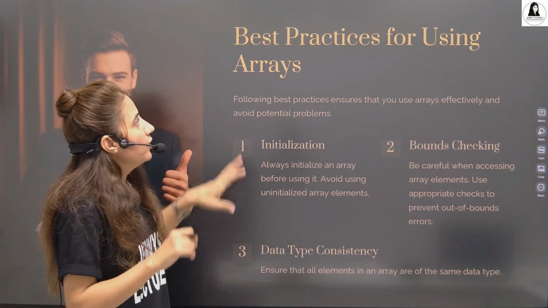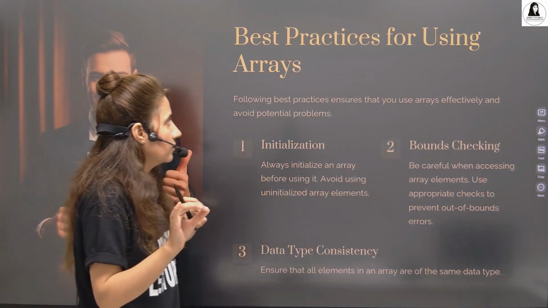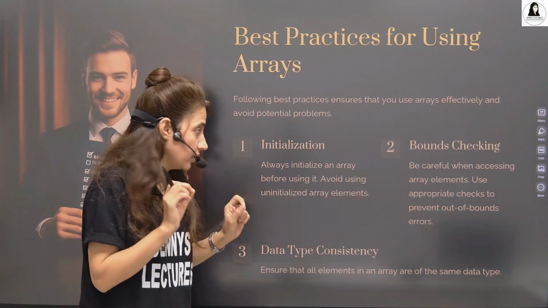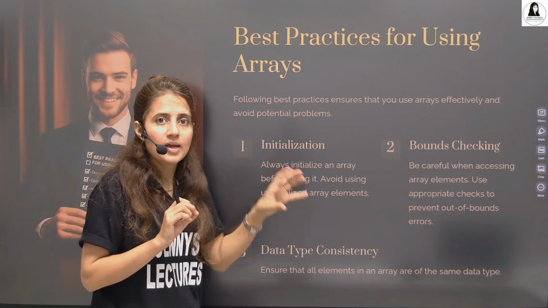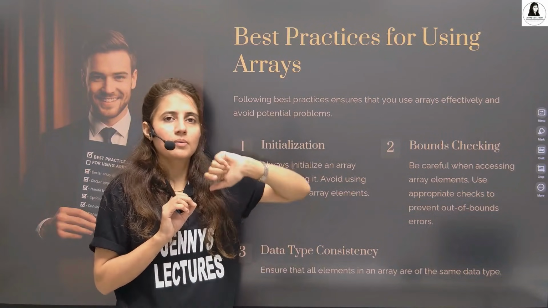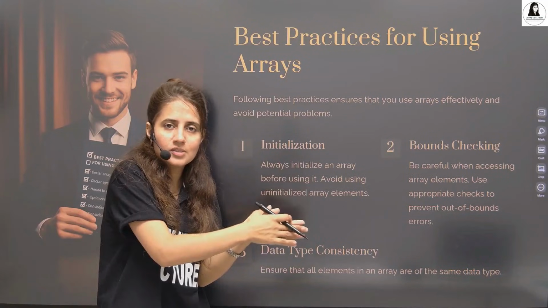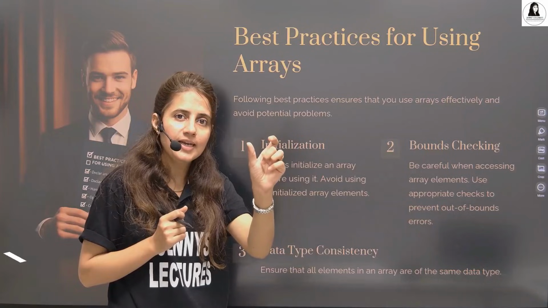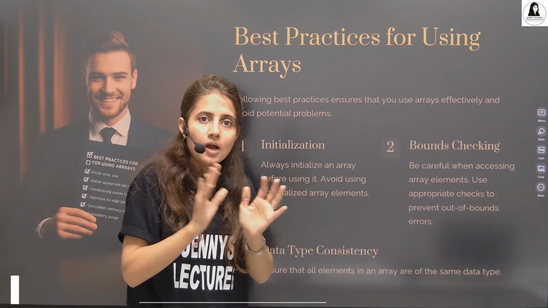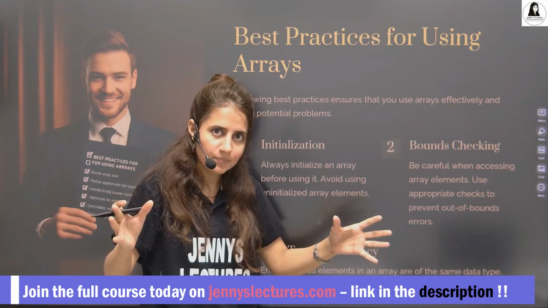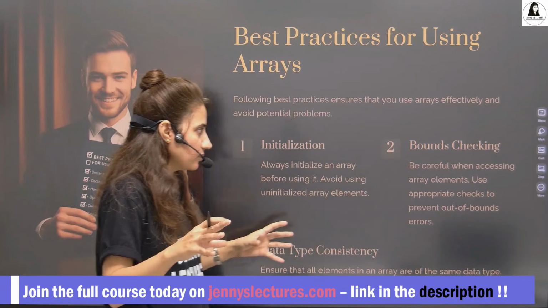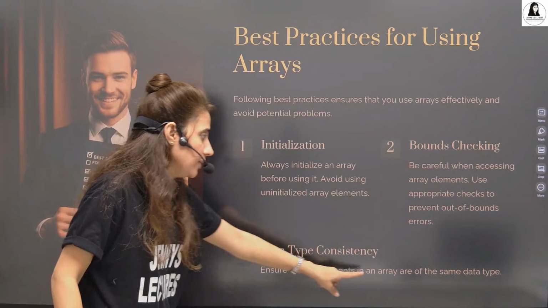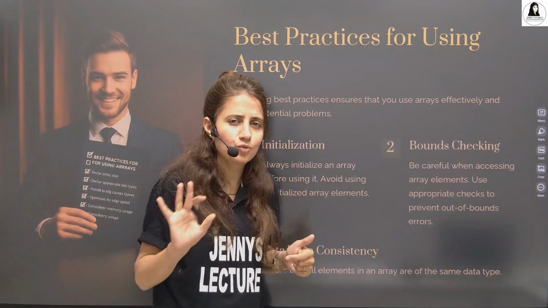Now, when you are using an array, you need to take care of some things. What is that? Always initialize an array before using it. Because if you use an uninitialized array, then it will give you some default value or some unexpected kind of thing. So initialize the array first, then use it. Always check the bound. Always give the index in the range, otherwise you will get an out of bound exception. So you have to take care of the boundaries also, the range. Then data type consistency. You have to ensure that all the elements in the array are of the same data type, otherwise you will get an error.